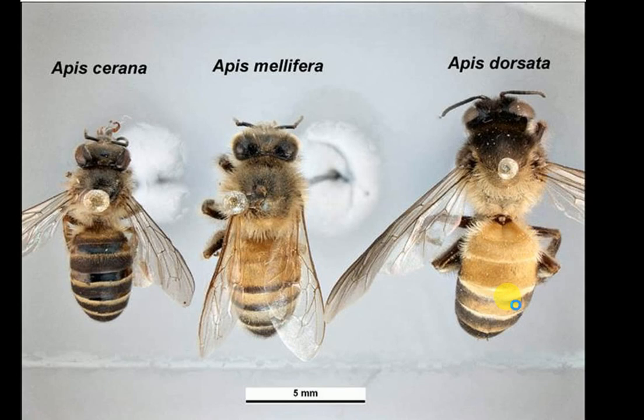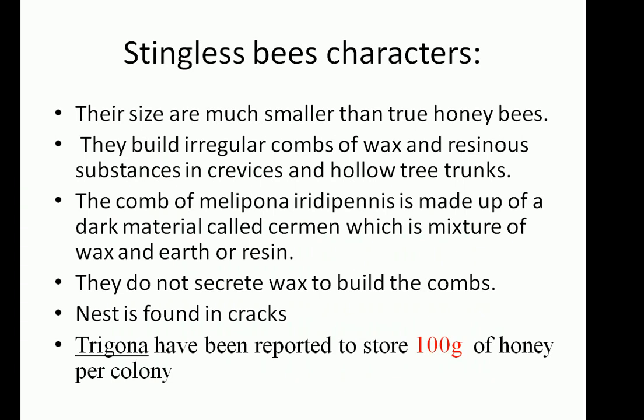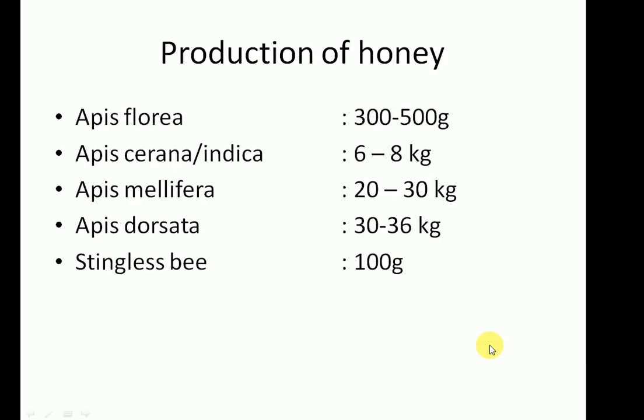Next, Tetragonula, this is a stingless bee. You can observe that it is a very small bee. And what are the characters of the stingless bee? It is very small in size. These bees build combs using wax and resin, and use hollow trees for building the combs. The comb is made up of a dark material called cerumen, which is a mixture of wax and resin, and they do not secrete wax to build the comb, but the nest is found in a cavity. Therefore, it is a small bee, and it stores about 100 grams of honey per colony.